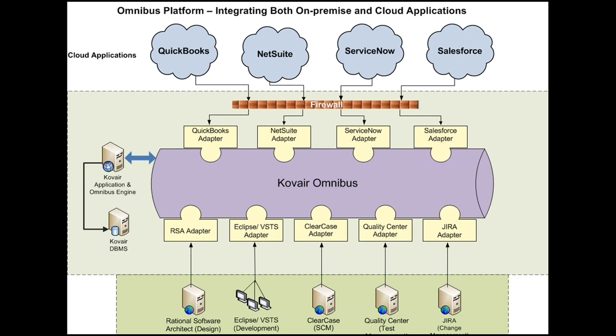I'll just quickly introduce this. This shows that Omnibus can actually be used for cloud integration as well, with a number of different cloud applications as shown at the top, QuickBooks, NetSuite, or ServiceNow, etc. And then you have all the other tools which are running on premise. You can have Kovair Omnibus deployed on the cloud or on-premise, and integrate both the cloud applications and the on-premise applications, which is a great advantage for quickly deploying Omnibus and integrating both the cloud and on-premise tools.